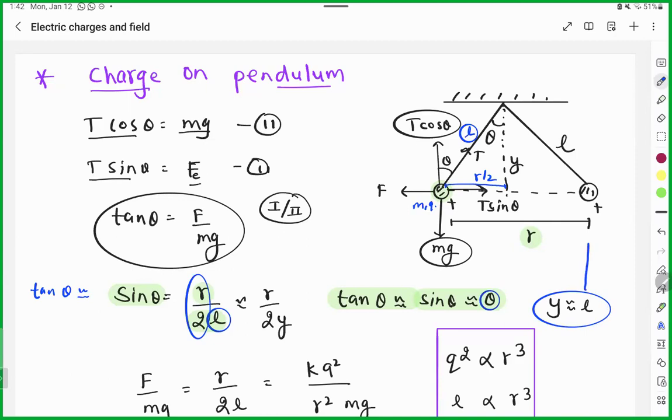If you take this long length and you take this long length, correct? The angle is very small in this case. This is y, this is L. Can we say both are approximately same? Any doubt, guys?